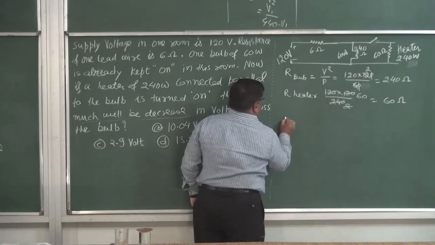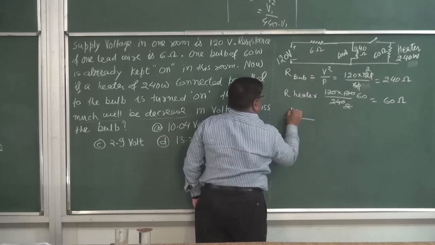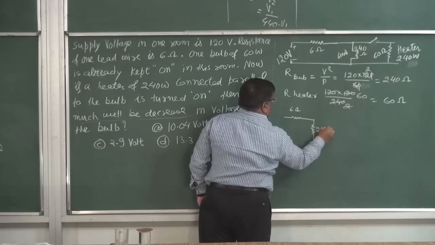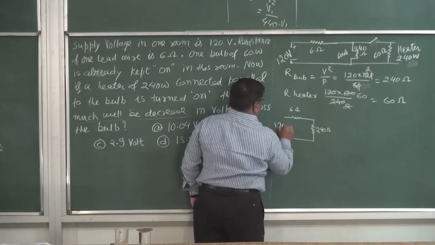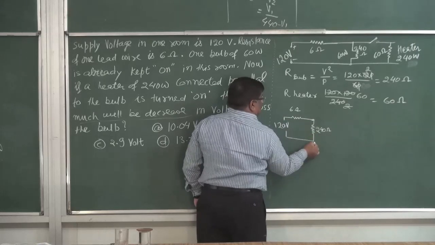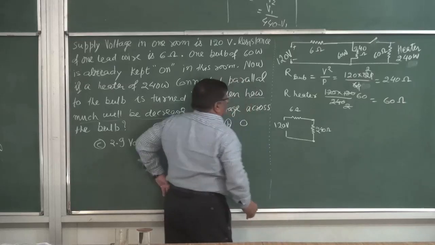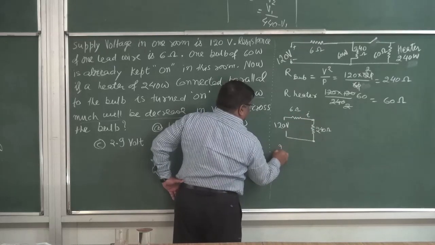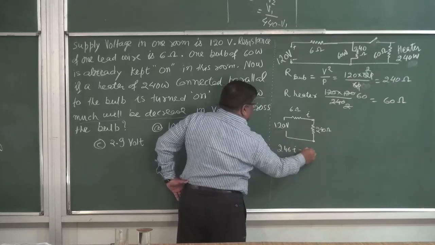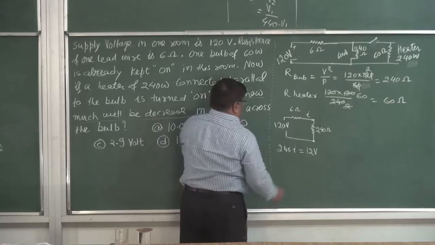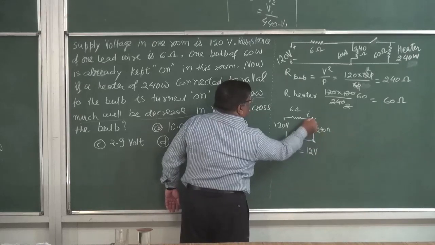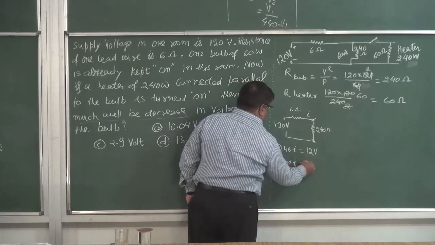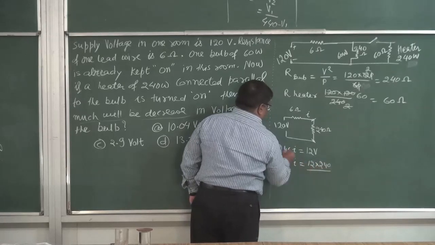How to find it? We will make this circuit here. See, 6 ohm, and this is 240 ohm. This is 120 volt. How much is the voltage here? 6i plus 240i. 6 and 240, 246i is equal to 120 volt. Therefore, how much is the voltage here? Here voltage is 240 into I. Therefore, 240i is equal to 120 into 240 divided by 246.